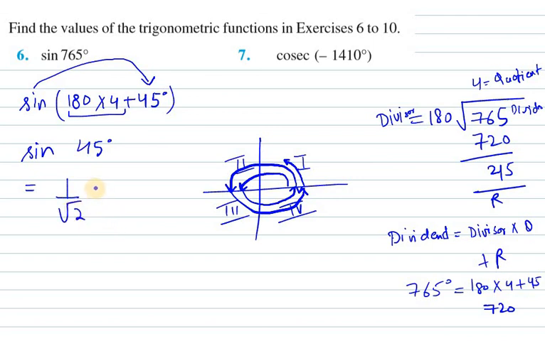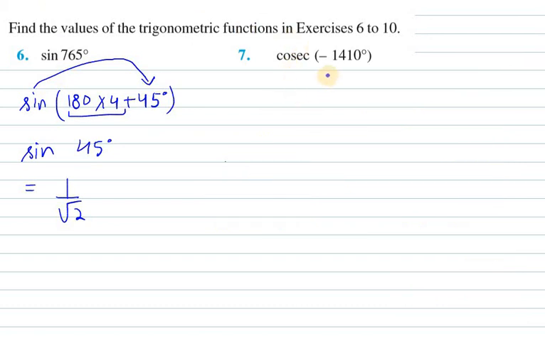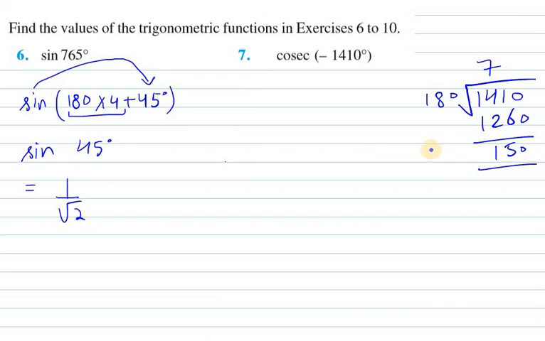Now we will be solving question number 7. The second is cosec of minus 1410. Again what we need to do is divide the number by 180. So 1410 divided by 180. 180 times 7 is 1260. So 1410 take away 1260 gives us 150. So that is the remainder here.